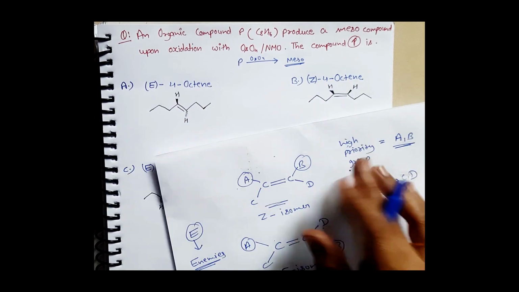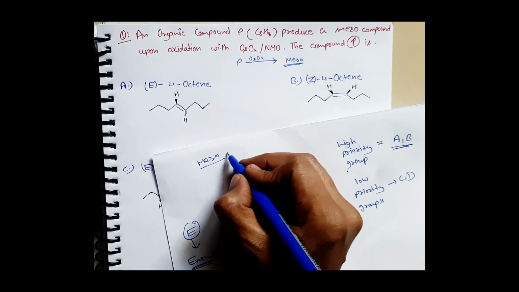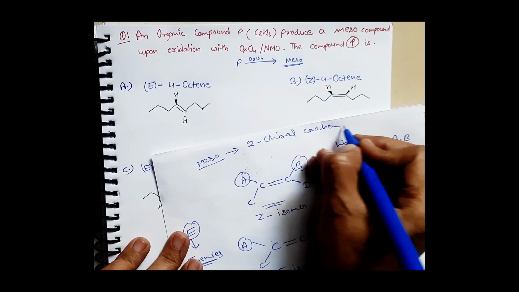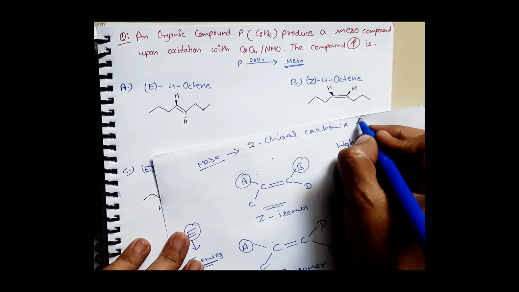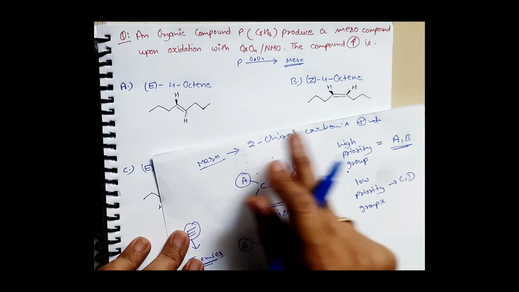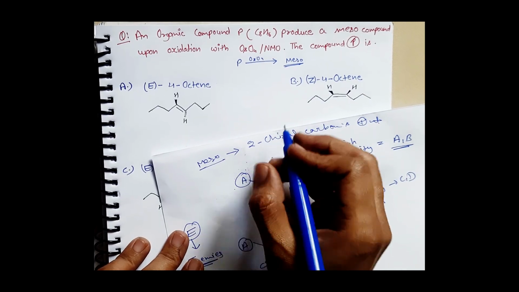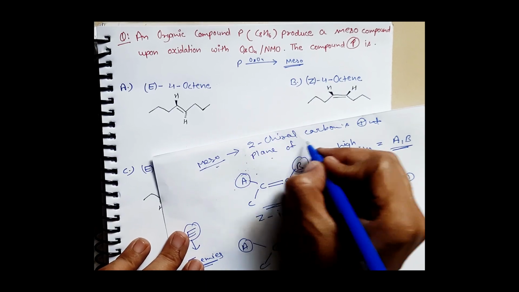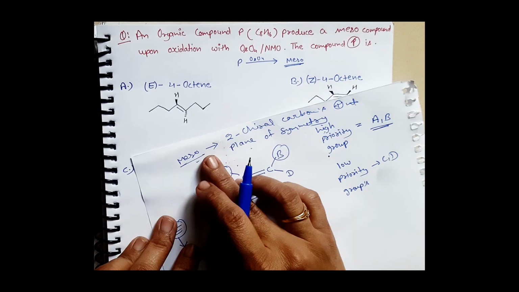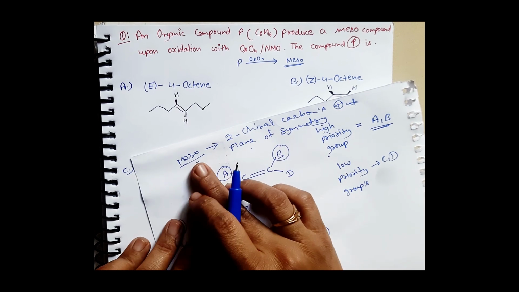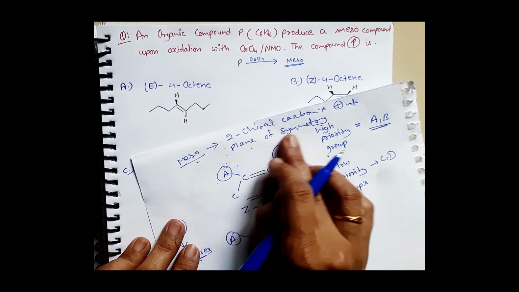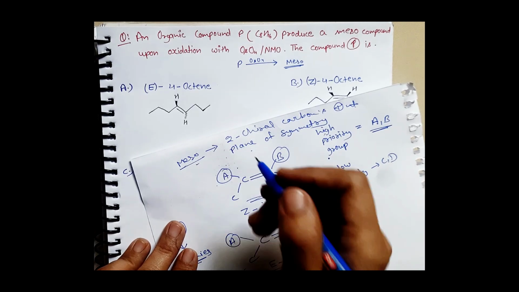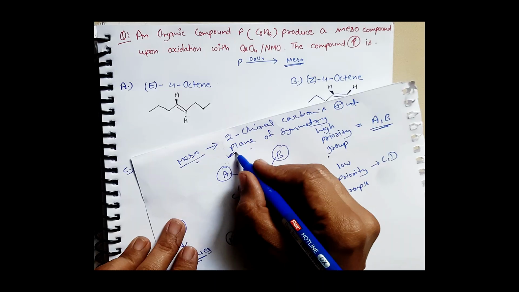In a meso compound, you always remember one thing: two chiral carbons are present. It is a must condition. And second, in a meso compound a plane of symmetry is also present. A meso compound always has a plane of symmetry, and it always contains two chiral carbons. It is a must. So what is the meaning of plane of symmetry?